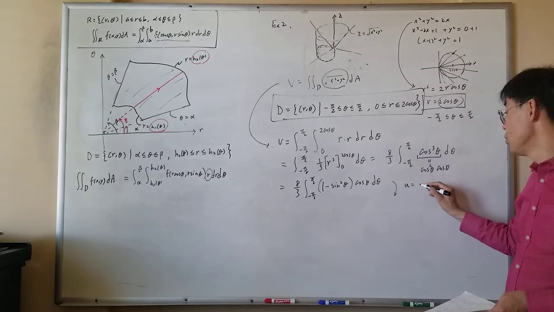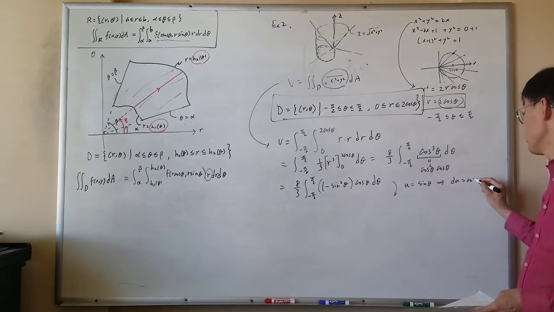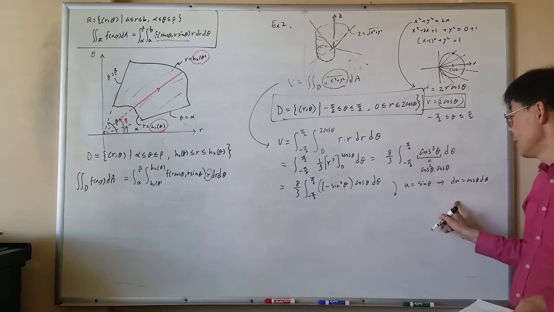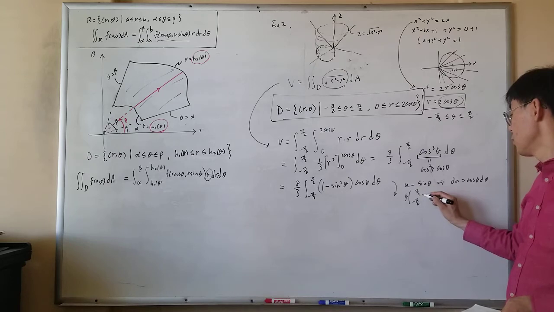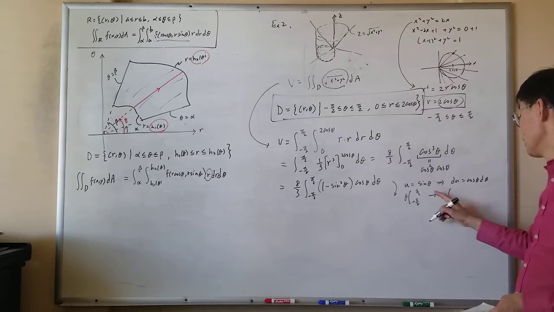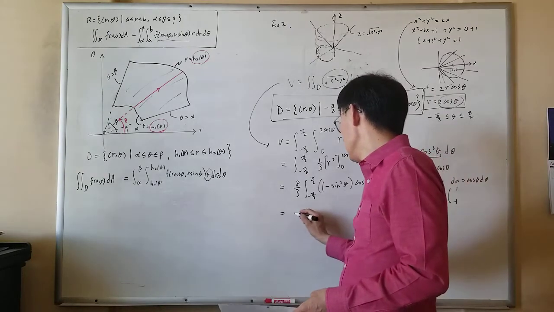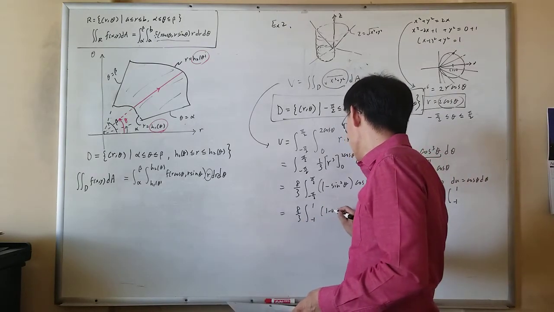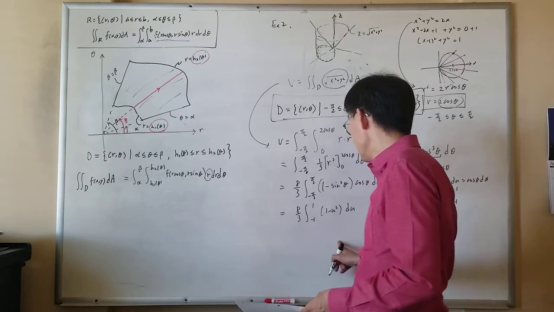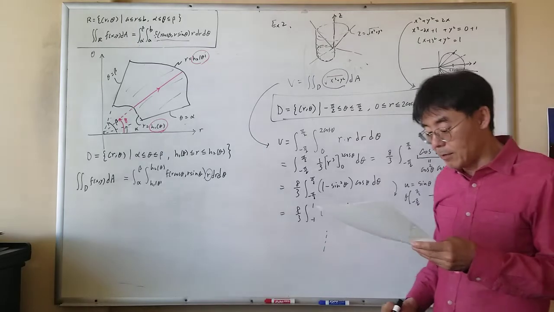And then we use u equals sine theta, which gives du equals cosine theta d theta. And theta is between minus pi over 2 and pi over 2, which gives u running from minus 1 to 1, right? This is the integral from minus 1 to 1 of 1 minus u squared du. And this is a very simple calculation. You can finish, all right?